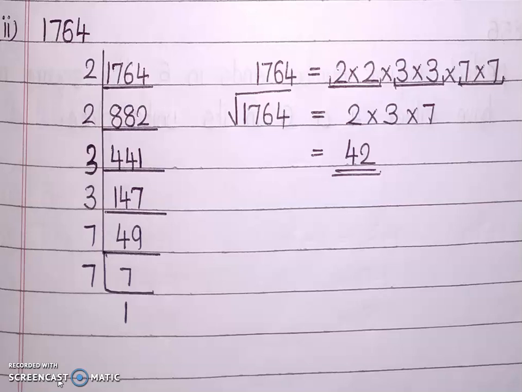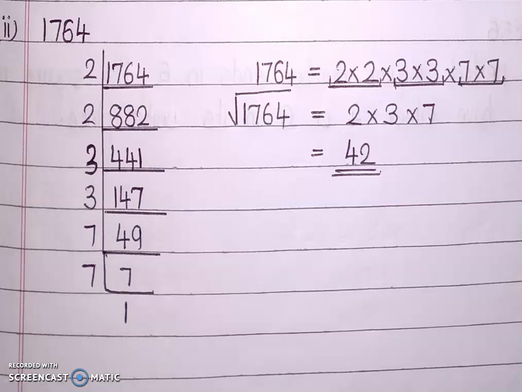Next question. 1764. Which is the question? 1764. Here I used 2, 3 and 7 for prime factorization. 2, 3 and 7. Students, make a note.